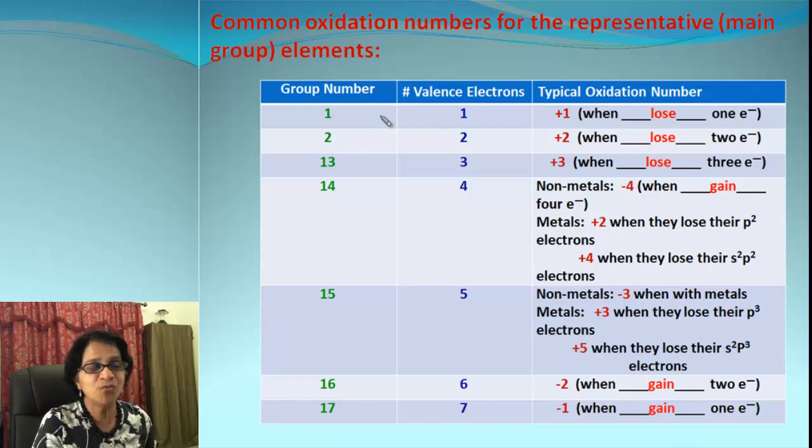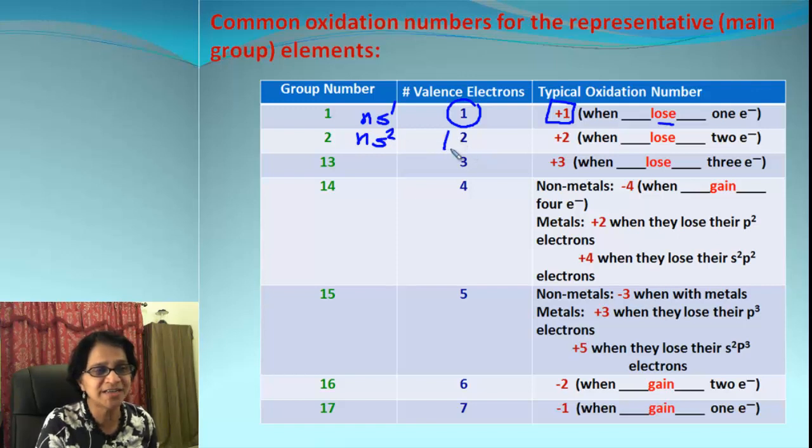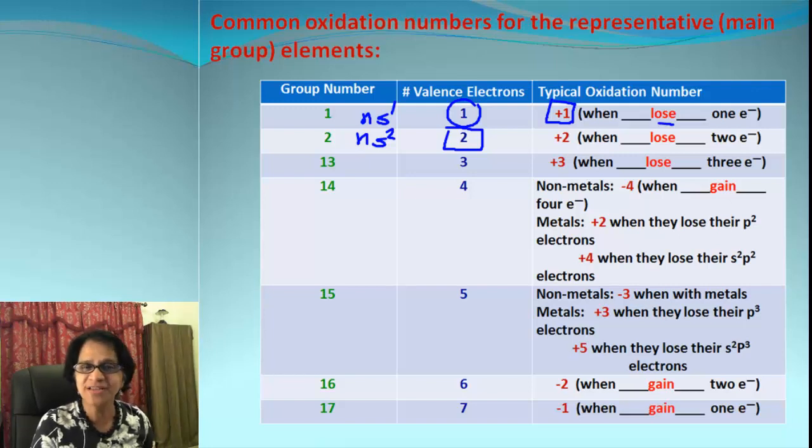Group number 1 will always have ns1 as the electron configuration. That means only one electron is present. Using the octet rule, it's going to lose that one electron and it will form a positive 1 ion. Group number 2 will have ns2 as the electron configuration. That means there are 2 electrons classified as valence electrons. Obviously, it's easy for the atom to lose the electrons, and it will form a positive 2 charge because it's going to lose 2 electrons.